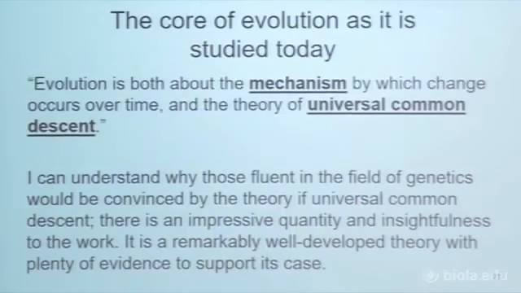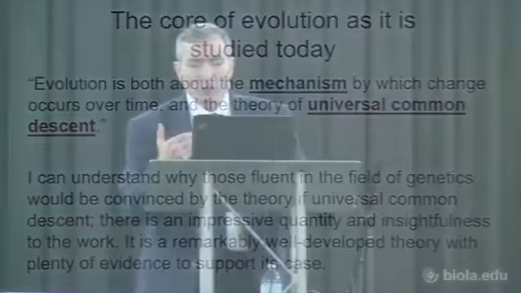It is a remarkably well-developed theory with plenty of evidence supporting its case, plenty of mathematical evidence. We have to, as believers, do the scientific justice and be scientifically credible enough to say, I am looking at your theory and I understand why you wholeheartedly embrace that theory. It is just point upon point upon point, pointing toward universal common descent.